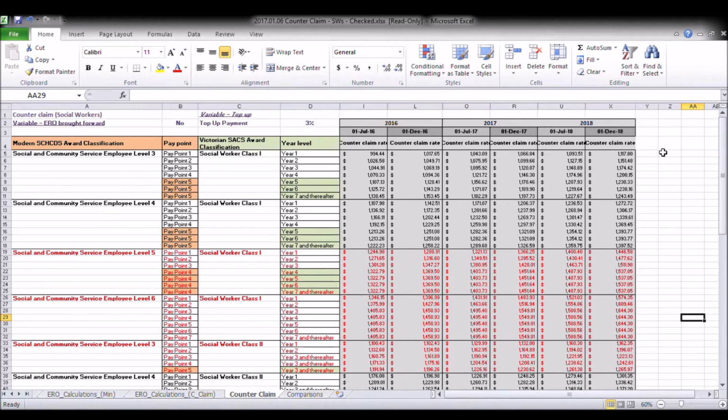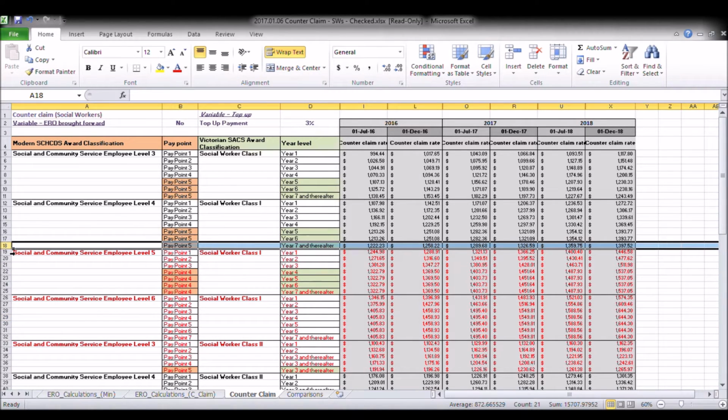For example, under the agreement, you might have a social worker class 1 at the top year increment who translates to a SACS employee under the Modern Award as a level 4. You would need to go to row 18 for the relevant rates to cost the ASU proposal for this particular employee.